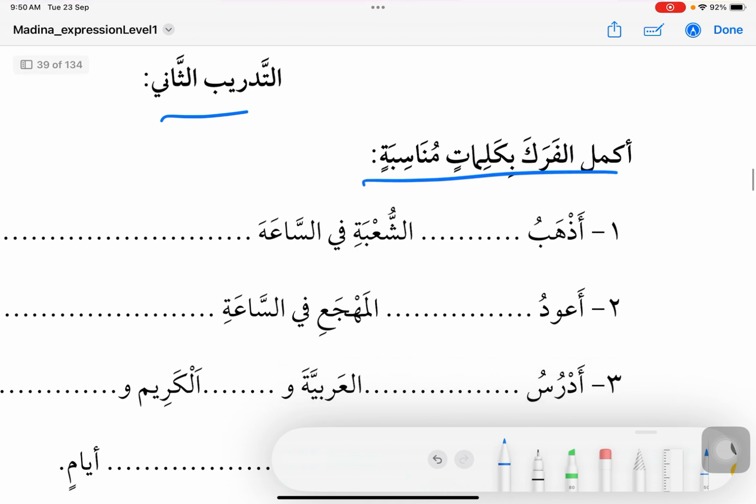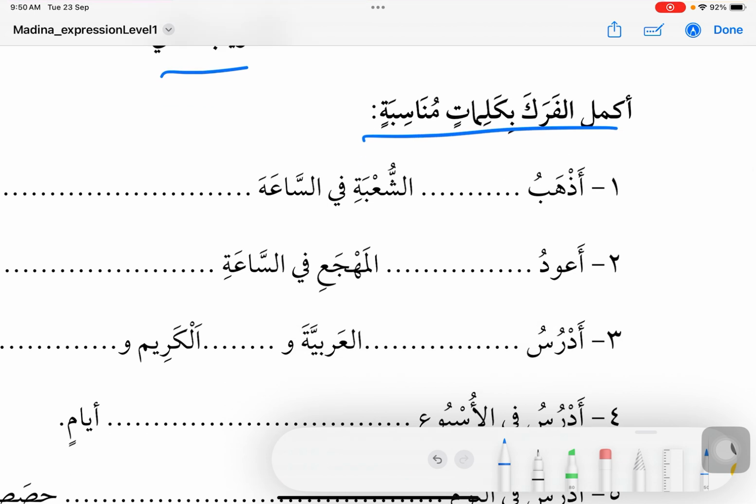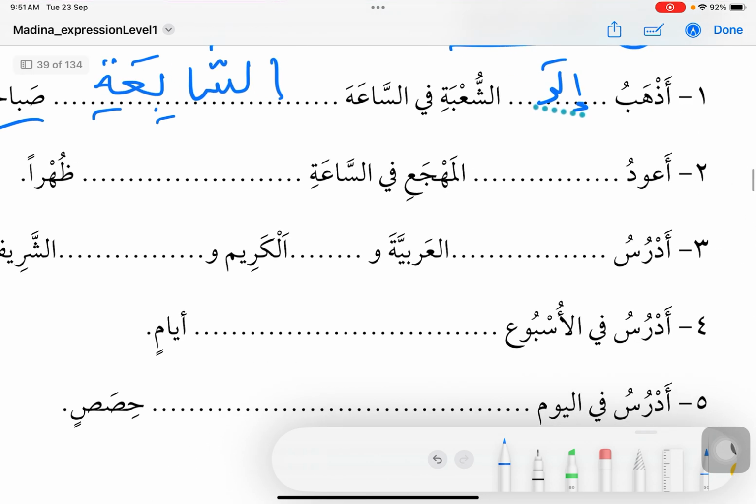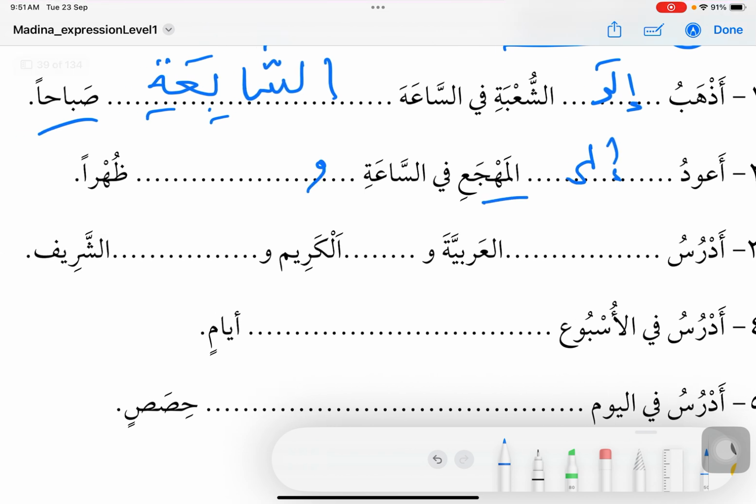So here we have to fill in the blanks. أكمل الفراغ بكلمات مناسبة. This should be فراغ. أذهب, we would say إلى الشعبة في الساعة السابعة. الساعة السابعة, 7 o'clock صباحا, in the morning. أعود إلى, so you see repeating the same things we have done. أعود إلى المهجع, in the dorm. في الساعة, we would say ساعة الواحدة, 1 o'clock ظهرا, in the afternoon.